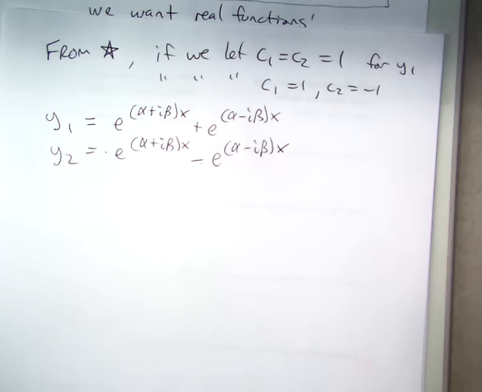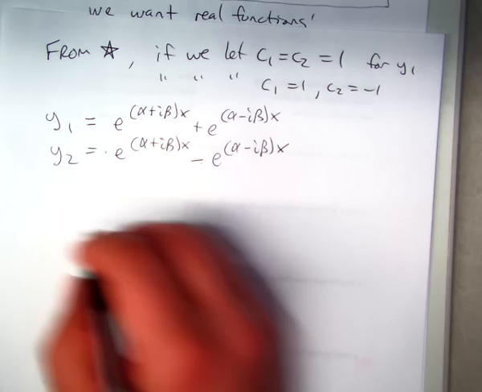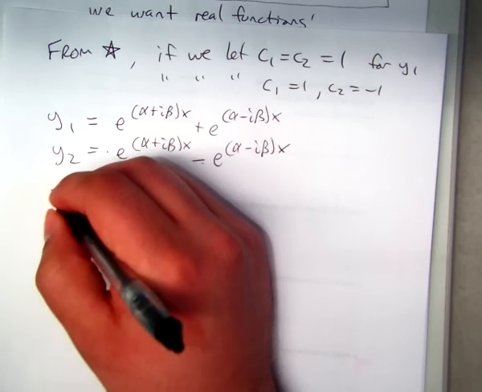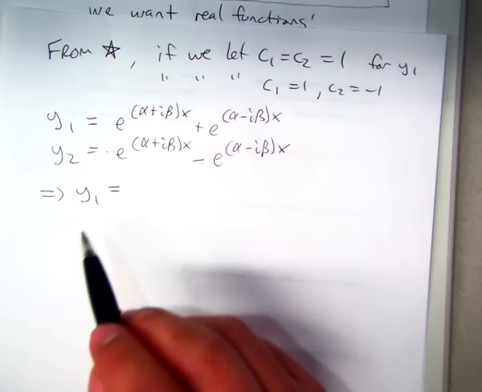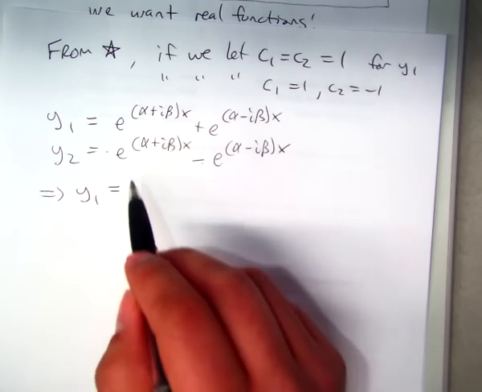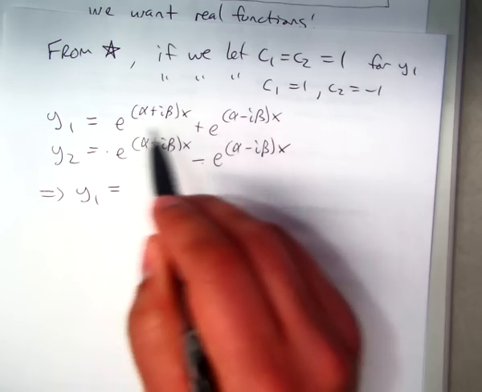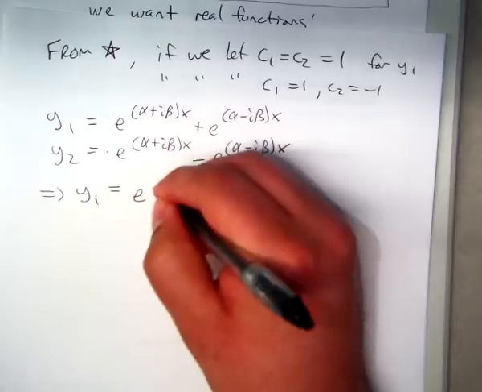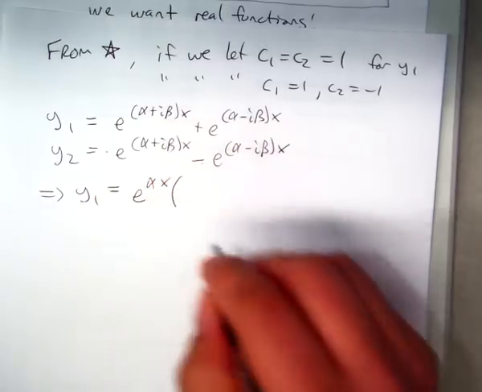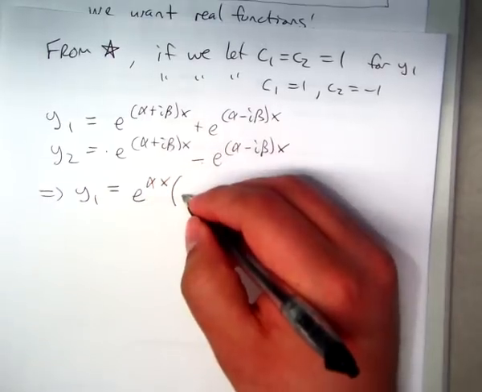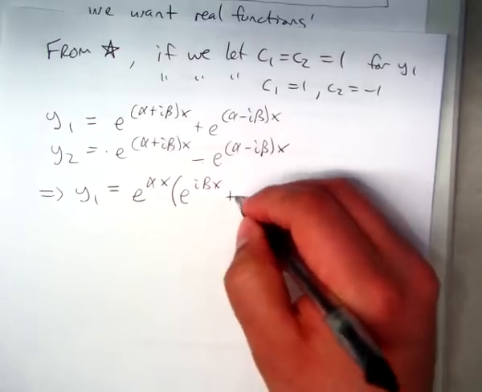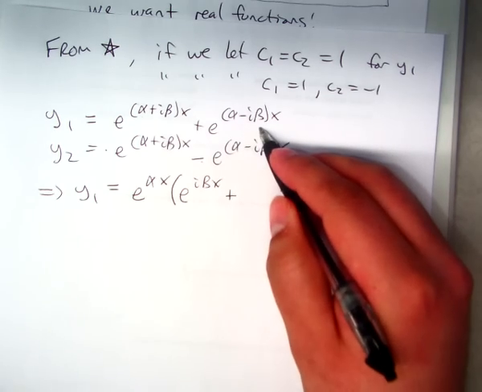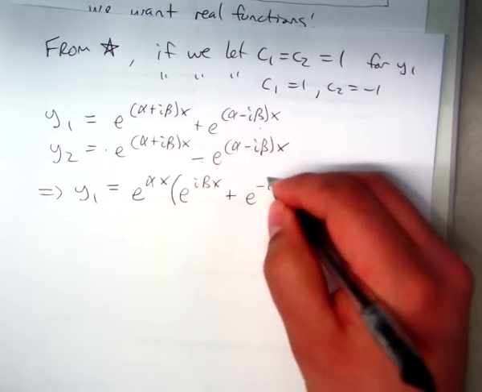Okay, now you're going to start to see what we did before pay off. Let's look at y1 a little more. What could I factor out from y1? What's one thing that's identical in each term? e to the alpha x. Very good. If I factor out e to the alpha x, what's left? Not just i beta x, but e to the i beta x, right? Plus, what's left from this term? e to the negative i beta x.